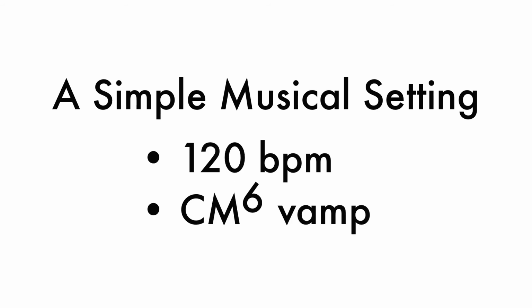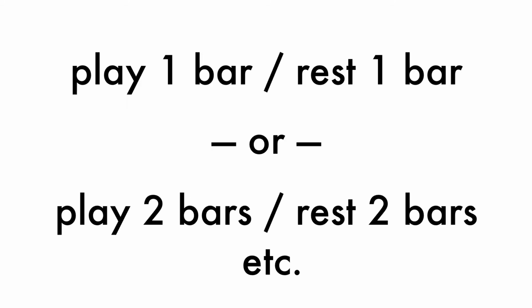Now for this demonstration, I'm going to use the simple musical setting of a C major 6 vamp. And for an example motif, I'm going to start off with that 3-note descending one from All of Me. I'm going to use a pattern of play 1 bar, rest 1 bar. And the rest is important because it gives us time to think about what we've played and also to think about the motif. If you're using a longer motif, of course, you might do play 2 bars, rest 2 bars.